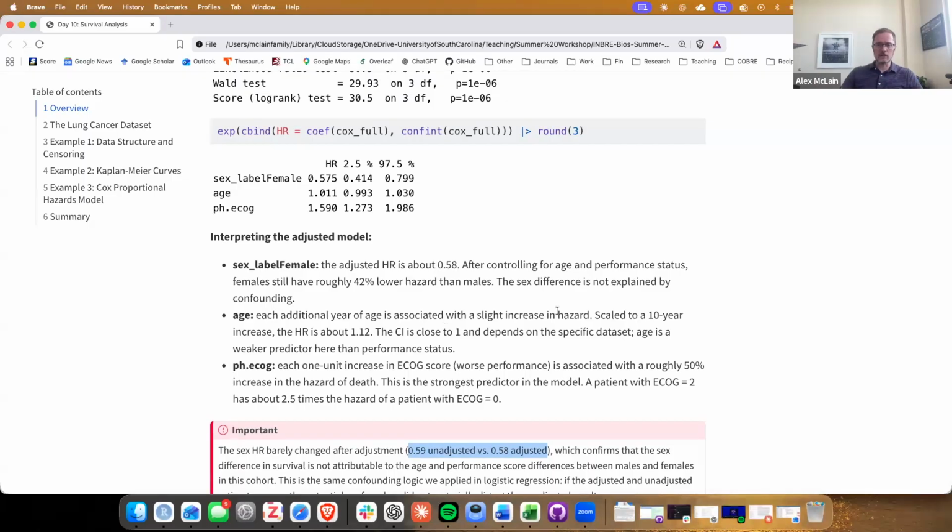Age has a relatively small effect. If we scale it to 10 years, 12% difference, not significantly different from one in this situation.